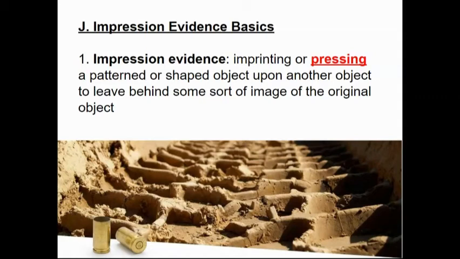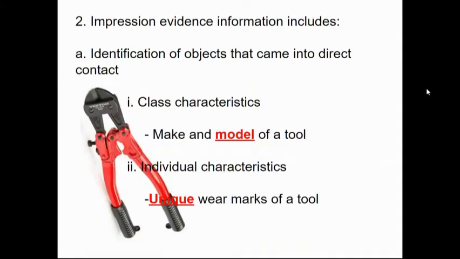on firearms. But remember, firearms are a subset of impression evidence. So what's impression evidence? It's imprinting or pressing some sort of pattern or shape on another object that leaves behind some sort of image of the original object. This typically is going to happen when a harder object comes in contact with a softer object.